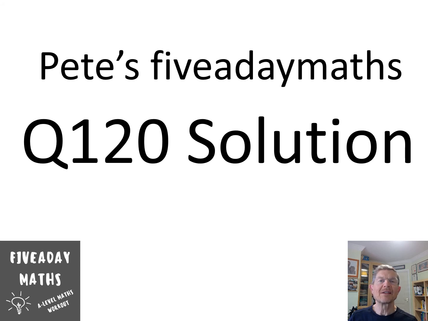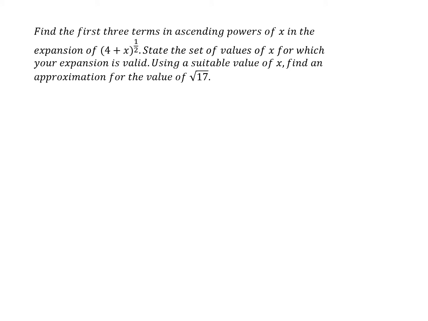Question 120, it's a question about binomial expansion, would you believe? So I'm finding the first three terms in the expansion of 4 plus x to the power of a half. Now the formula that we're using must have a 1 here. So what I'm going to do is say, well, 4 plus x is the same as 4 times 1 plus a quarter x.